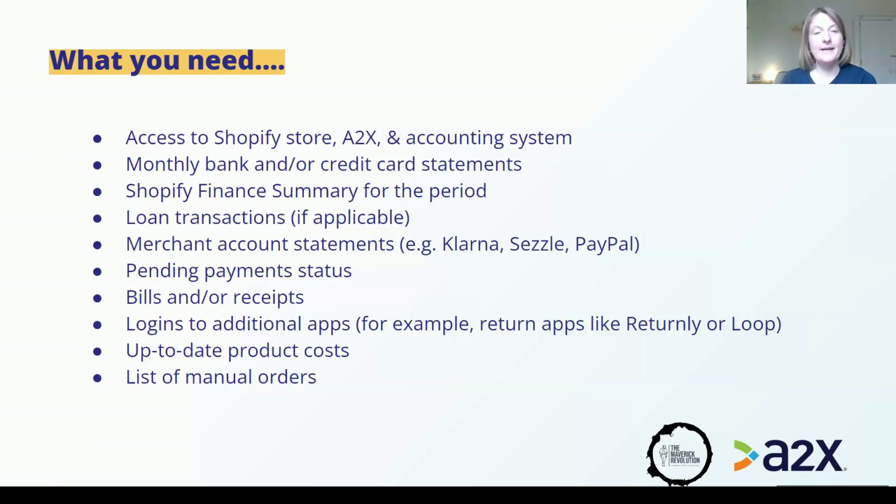Logins to additional apps can be helpful. For example, some sellers are using things like Returnly or Loop for returns. So having access to that can help you if that's present in your scenario. Up-to-date product costs, you definitely want a list of. It doesn't have to be complicated, a spreadsheet with one column that says SKU and another column that says what the up-to-date cost is, that's a great place to start. And a list of manual orders, we'll talk about that in a minute as well. That just depends on whether that's happening in that store, but we'll address that when we get to that point.